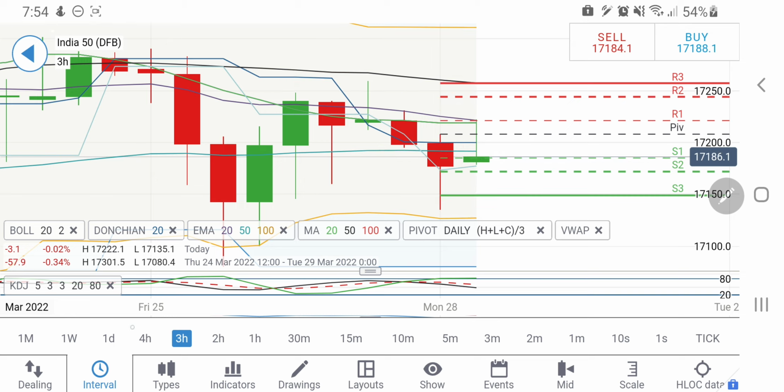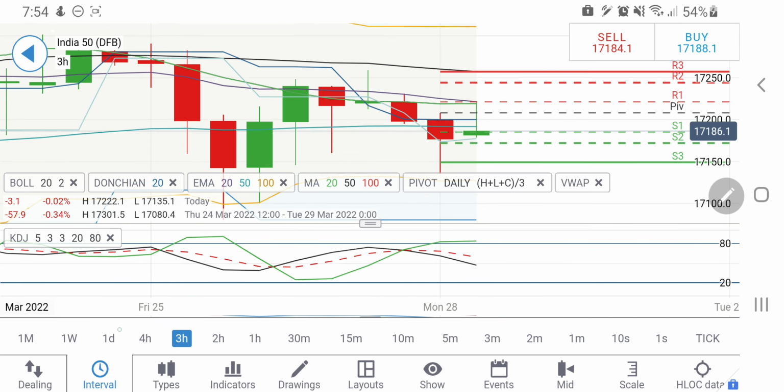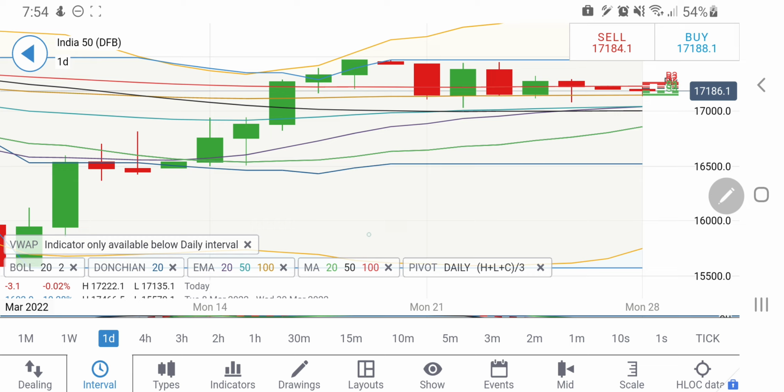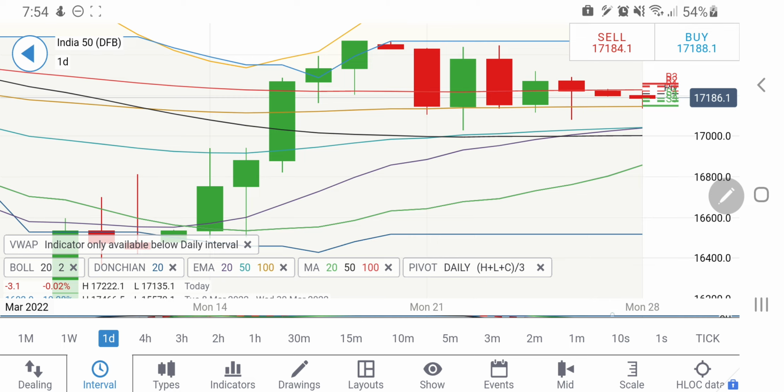It is going to be largely a swing day. This is what it appears. Probably one can trade with a bearish bias till the time it remains below 17,300. Only a long entry above 17,300 is recommended, a confirmed long entry rather, I'll say. So take your positions accordingly.